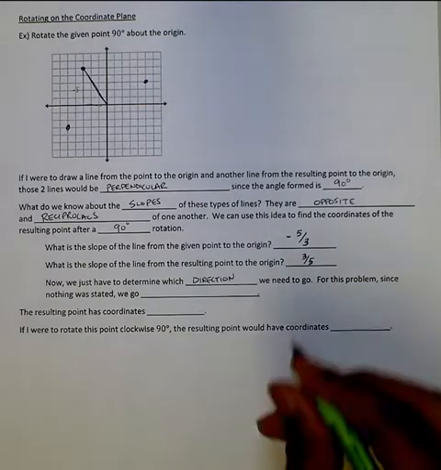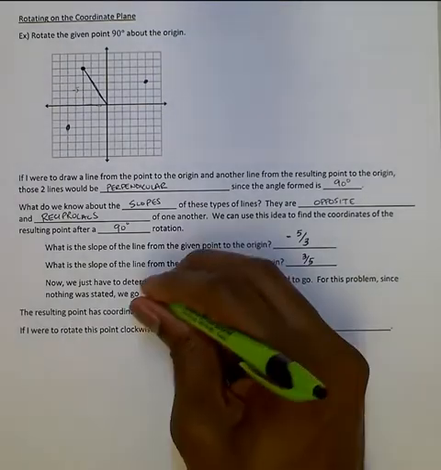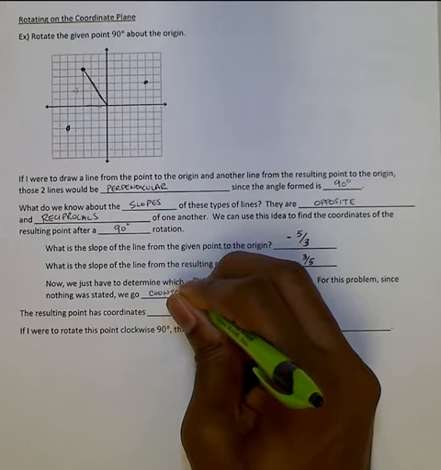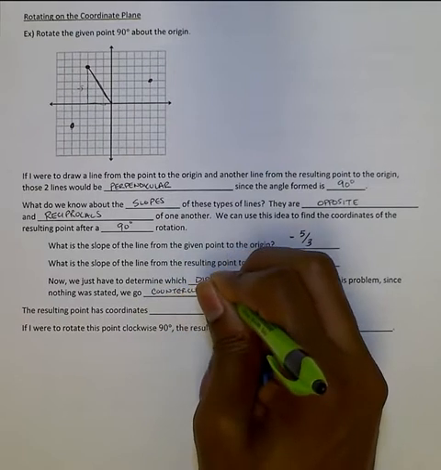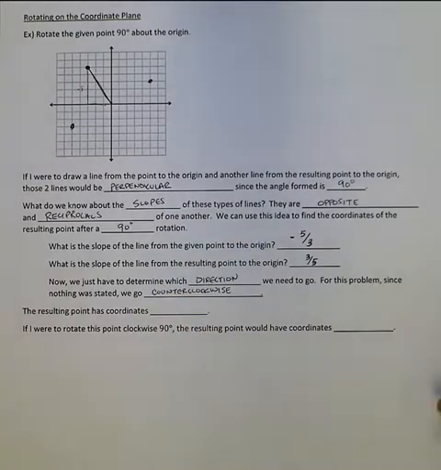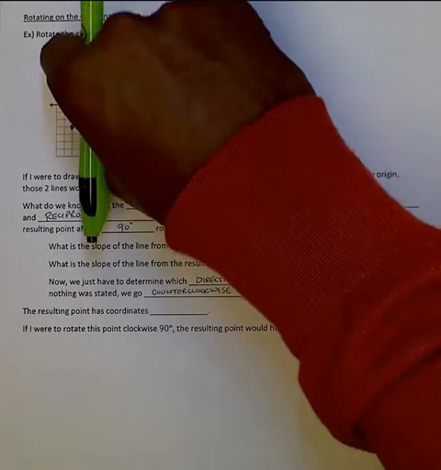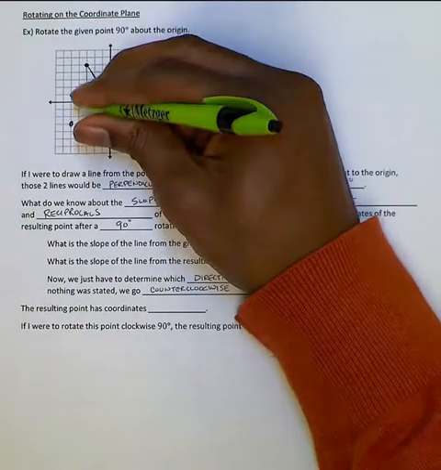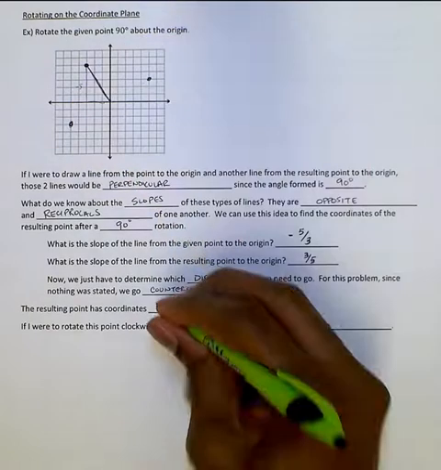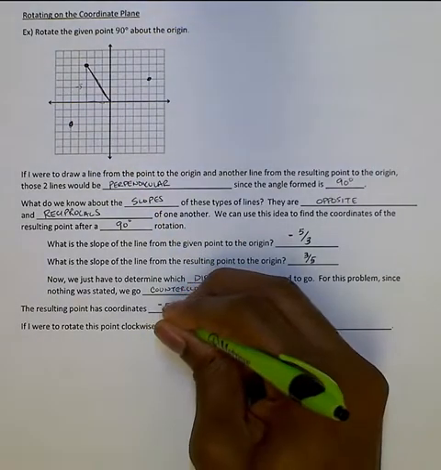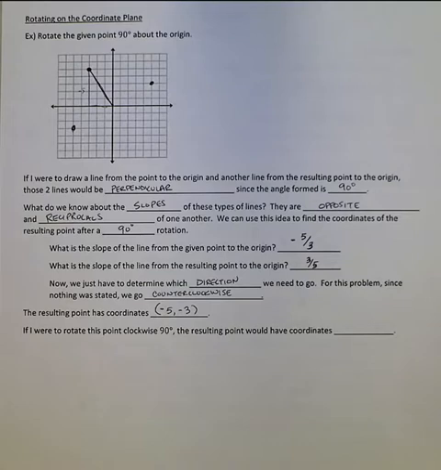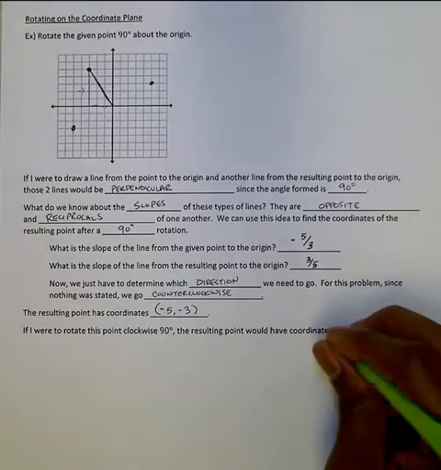So since nothing is stated, we are going to go counterclockwise. Since it doesn't say rotate clockwise, our default is to go counterclockwise. Okay, so the resulting coordinate, if I go counterclockwise, is here. And that point is at -5, -3. If it had stated, hey, go clockwise, or 90-degree rotation clockwise, then our resulting point would have been 5, 3.